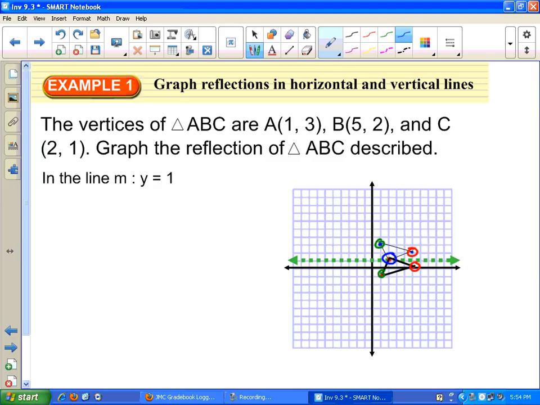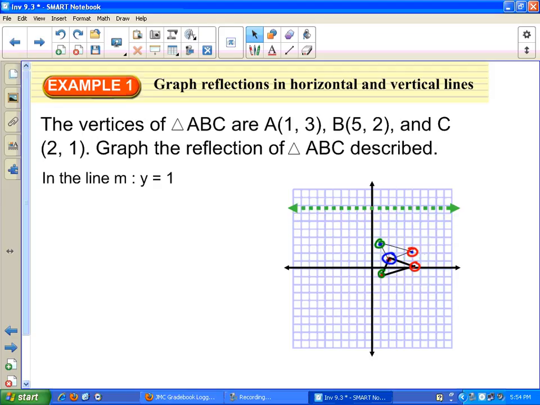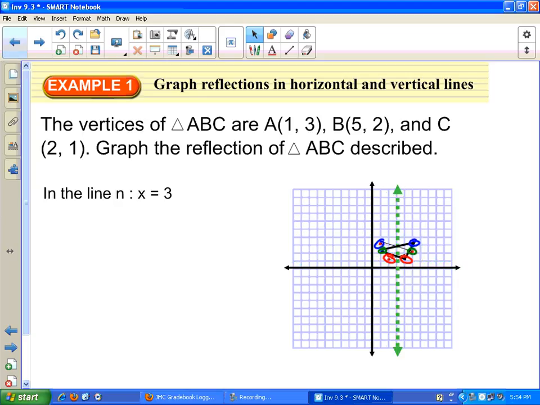Remember, this line can go anywhere and reflect. Sometimes it'll be nice and easy like that one. This line here can go anywhere and reflect. And again, sometimes nice and easy, it's right in the middle of it.